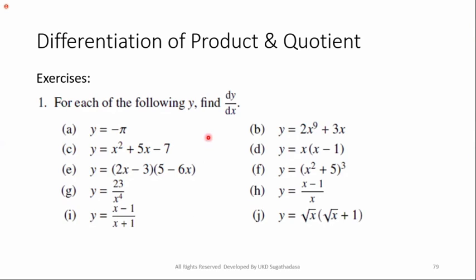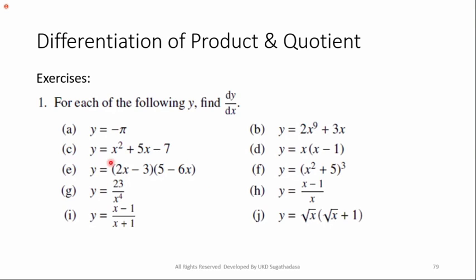Minus 12x squared differentiation gives minus 24x. Then the 28x differentiation gives 28. That's all you get. Minus 24x plus 28.